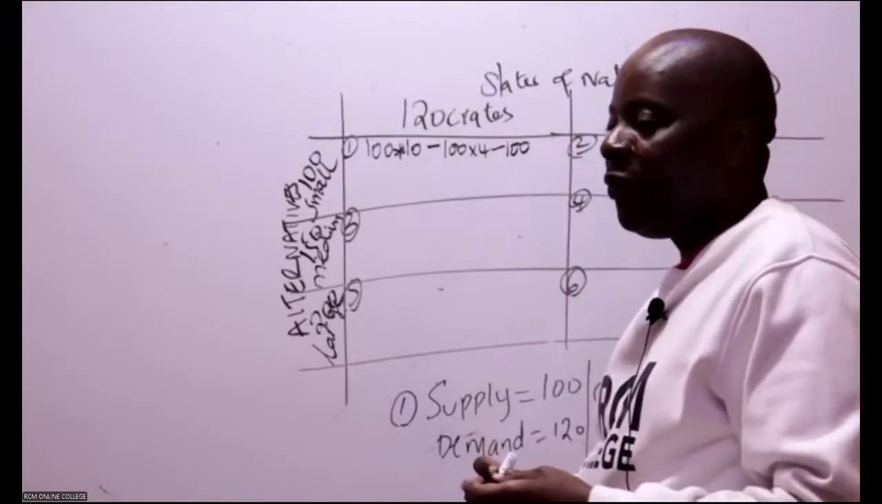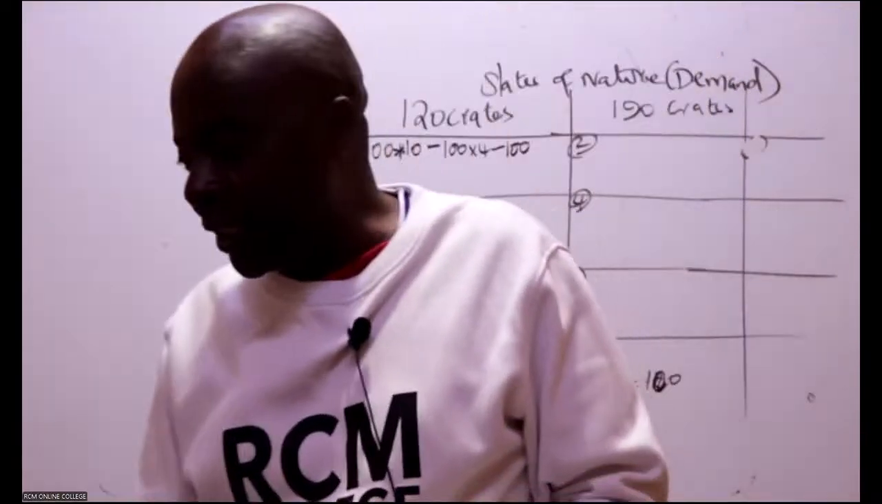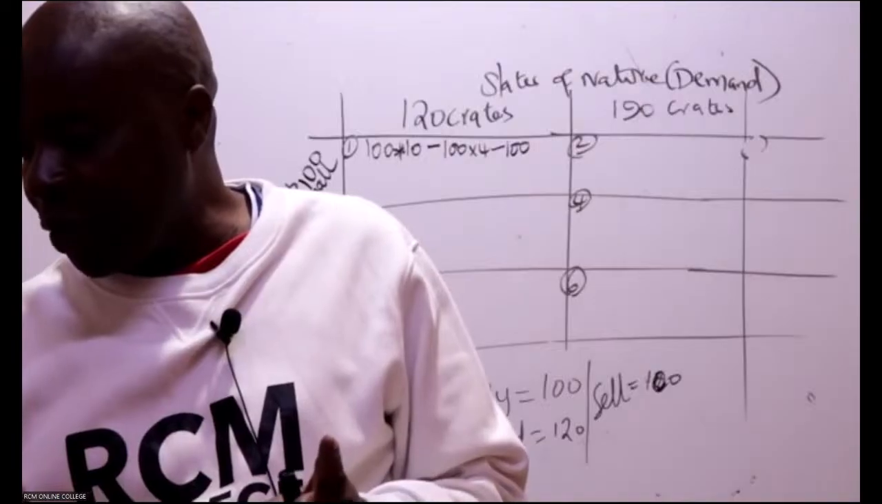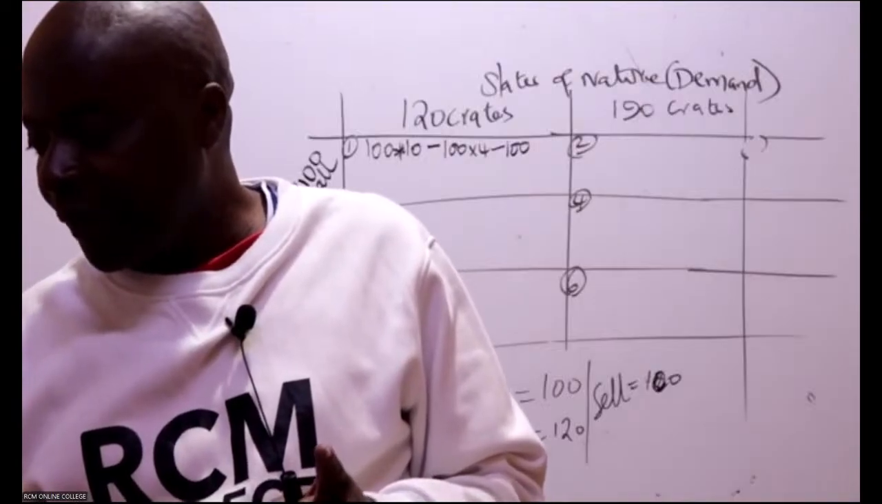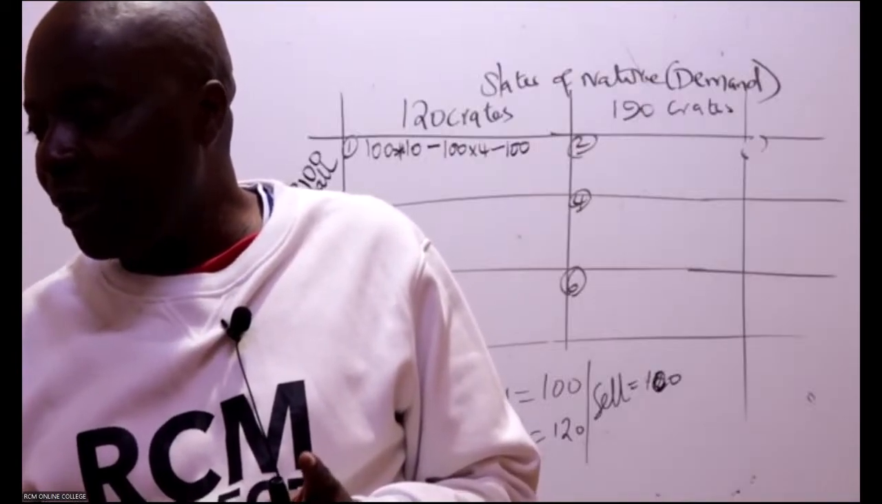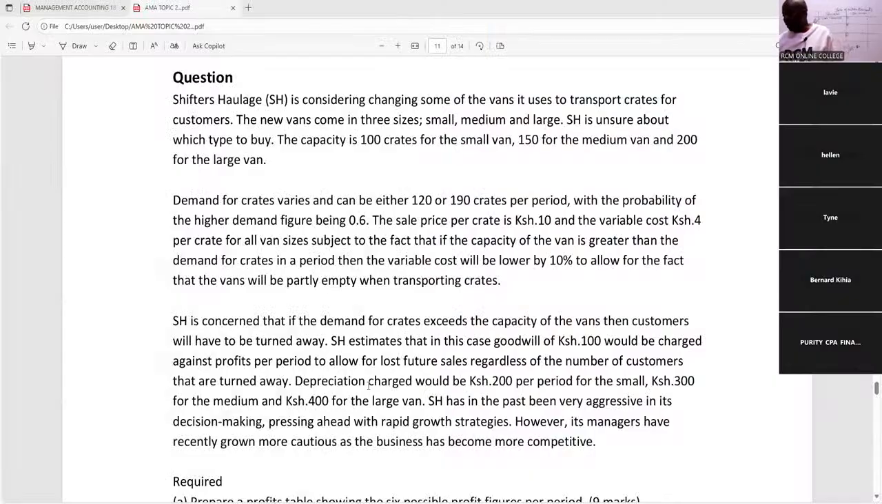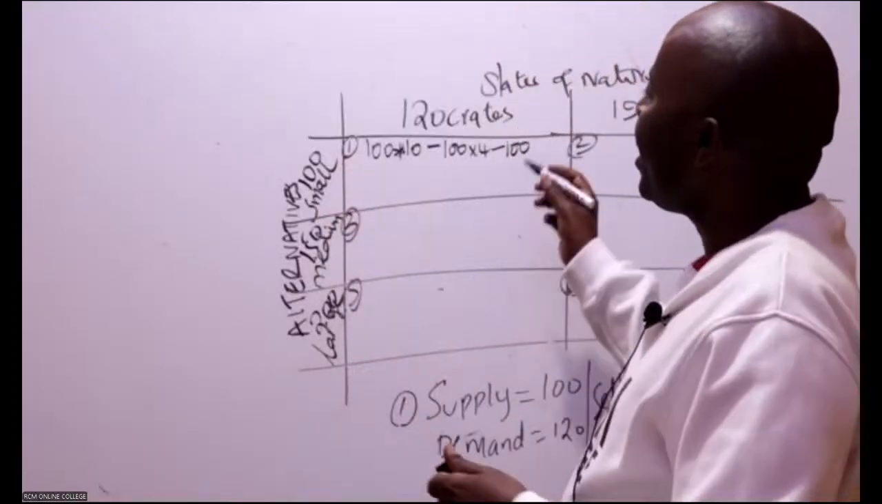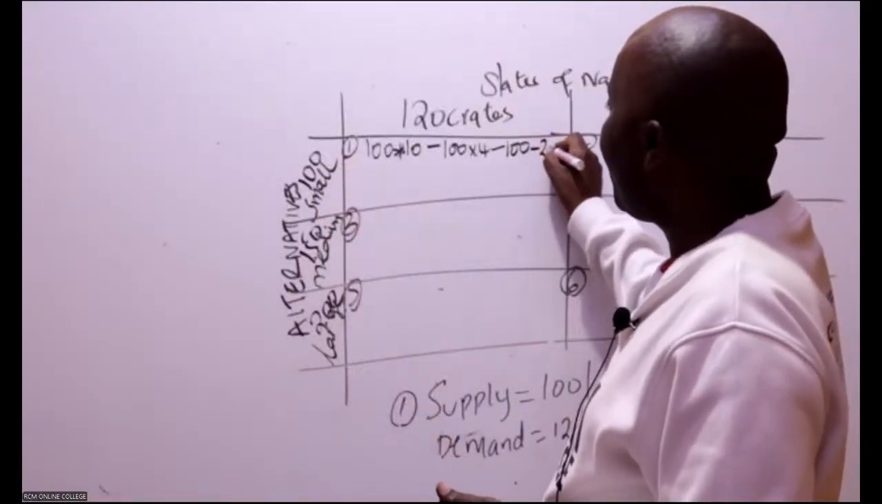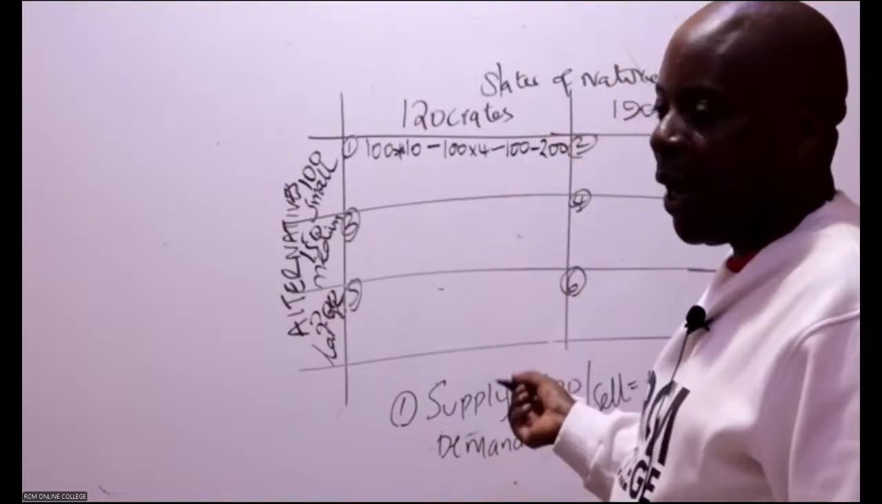And then somebody very, very bright here, opportunity cost years, has been able to see something that most of us wouldn't have seen. That we have depreciation for these vans. Yeah, we are given depreciation. You can see here. Depreciation charged would be 200 per period for the small, 300 for the medium, and 400 for the large. Regardless of what decision you make, if it's a small van, there will be depreciation. So minus 200. Small van is 200 depreciation.